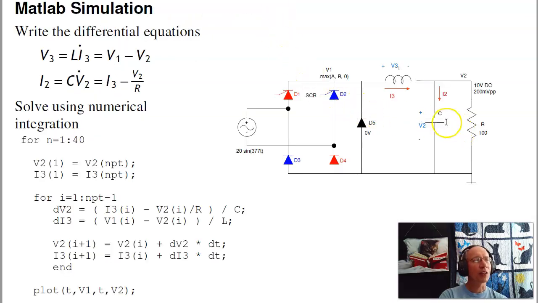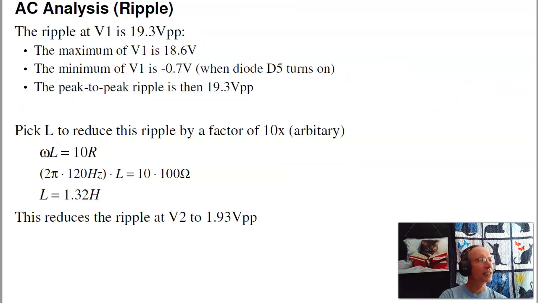So this is your final design. C is 102 microfarads. L was, I forget, 1.32 henries.